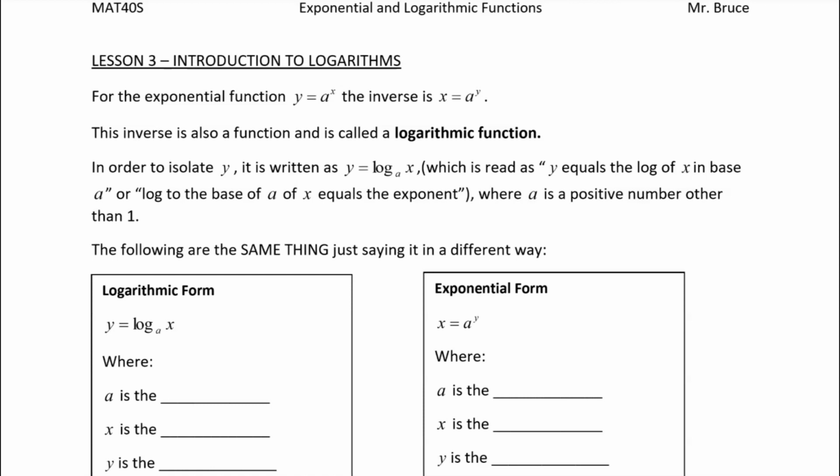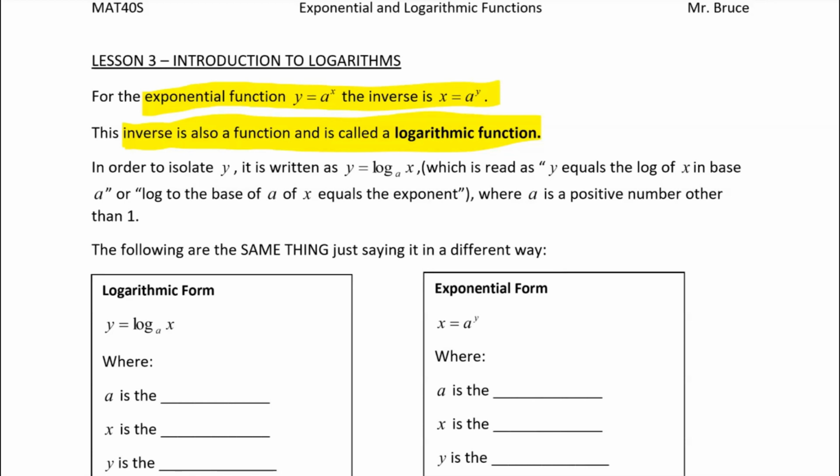For the exponential function y is equal to a to the power of x, the inverse of that is going to be, you're swapping your x's and y's, x is equal to a to the power of y. Okay, so for an exponential function, the inverse will be this. This inverse is also a function, and it is called a logarithmic function. So you have your exponential function, and the inverse of that is your logarithmic function.